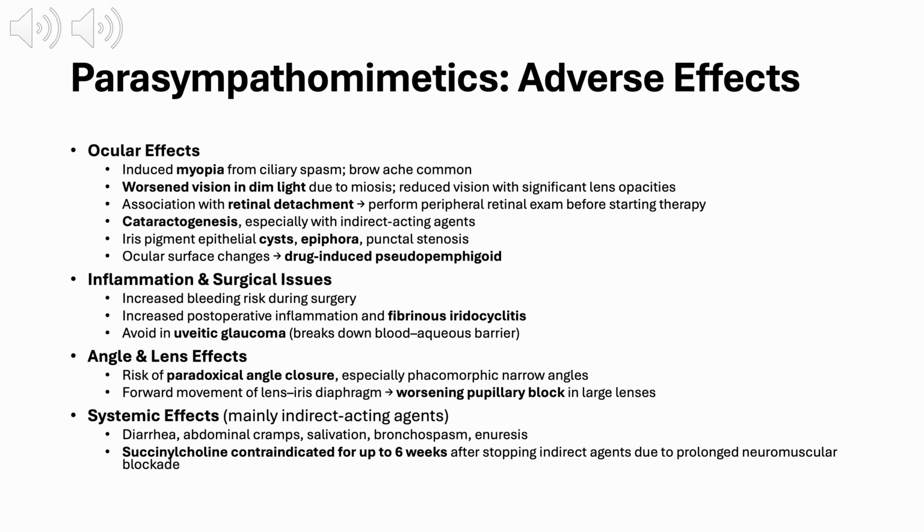Regarding angle and lens effects, there's a potential for paradoxical angle closure, especially in phacomorphic eyes with large lenses, due to forward displacement of the lens-iris diaphragm, which can worsen pupillary block. Finally, systemic effects, primarily from indirect-acting agents, include diarrhea, abdominal cramps, salivation, bronchospasm, and urinary incontinence. Importantly, succinylcholine should be avoided for up to 6 weeks after discontinuing these agents because of prolonged neuromuscular blockade.